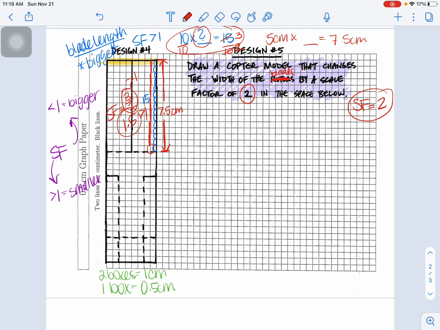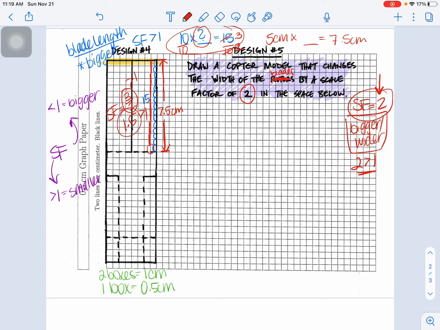I want you to turn and talk real quick. This should be a real fast one. If our scale factor is 2, does that mean the blades are getting wider or narrower? Turn and talk real fast. It means they're going to get bigger or wider, okay? And we know this because 2 is greater than 1.